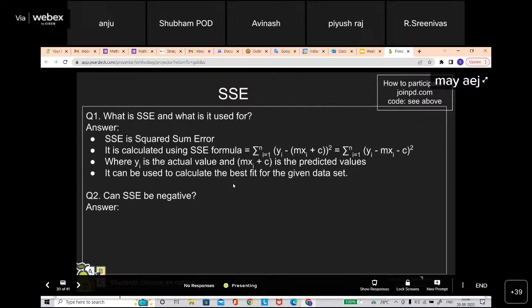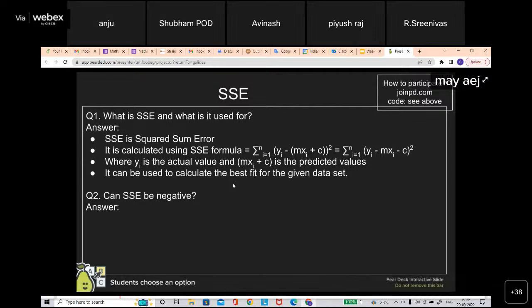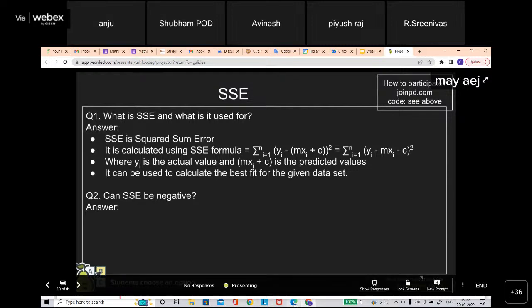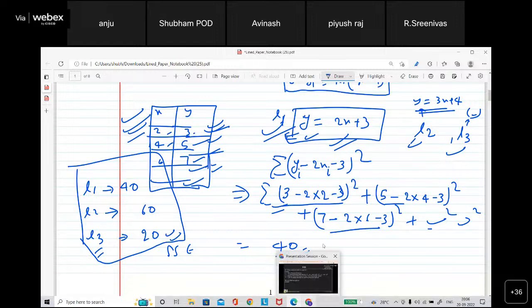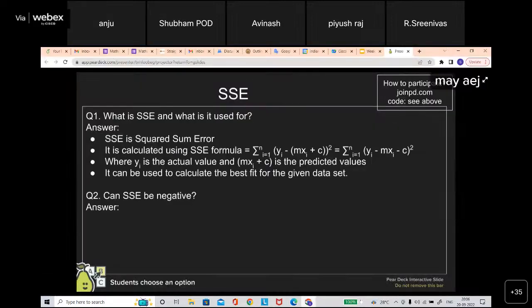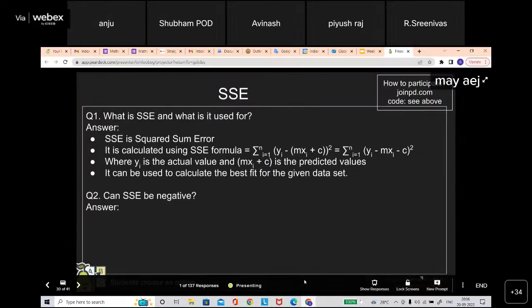Now, can SSE be negative? Can anyone tell me whether SSE can ever be negative? Negative means the value will be negative or positive? Never, it can never be negative. Sir, SSE can be zero, but not negative, because a square is never negative. The reason is that each term, when you calculate, you are taking the square of it. So it can be 0, but it will never be negative. It will always be positive or 0.